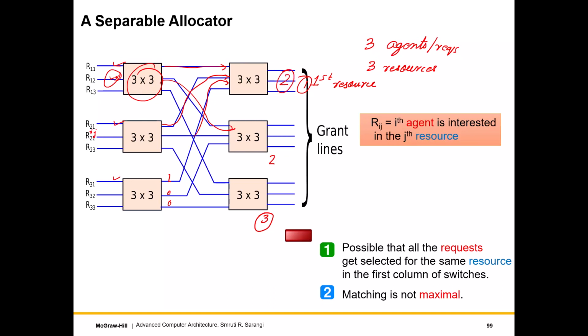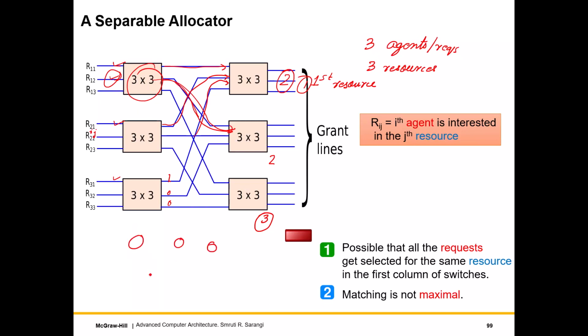So in this case, as you can see, an additional match could have been made, in the sense you could have matched the first request with the second resource. This is something that could have been done, but this is not being done. So hence this is not maximum, it's not even maximal. Not being maximal basically means that an additional matching could have been done, but it is not being done.